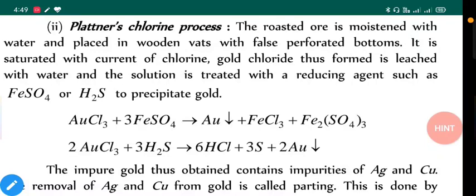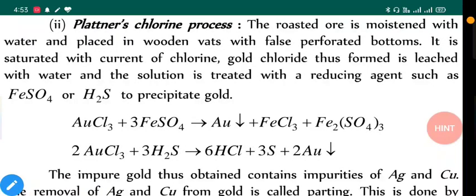Now next, the platinum chloride process. The roasted ore is moistened with water and placed in wooden vats with false perforated bottoms. It is saturated with a current of chlorine. The gold chloride thus formed is leached with water and the solution is treated with reducing agents such as FeSO4 and H2S to precipitate gold.